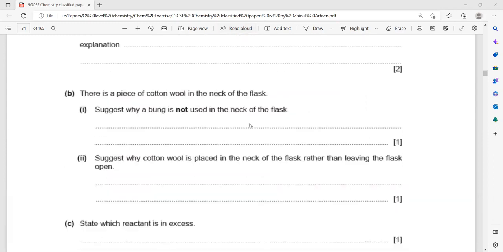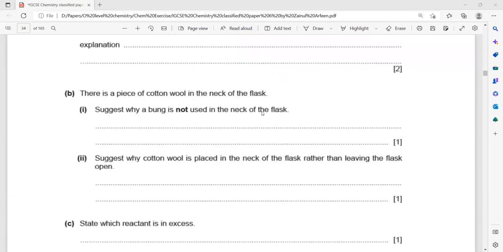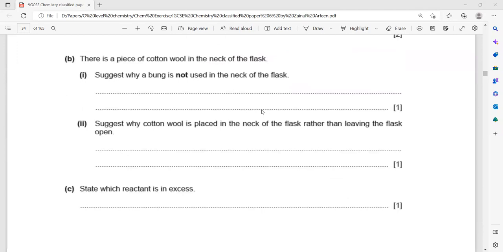There is a piece of cotton wool in the neck of the flask. Suggest why a bung is not in the neck of the flask. Like, why did we not place a bung or a stopper? The gas will pressurize, and the apparatus will burst. Or you can also mention that because of the bung, as I mentioned just now, the gas will not escape, so the mass will not change.